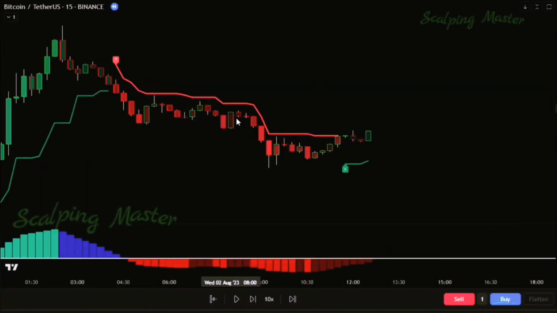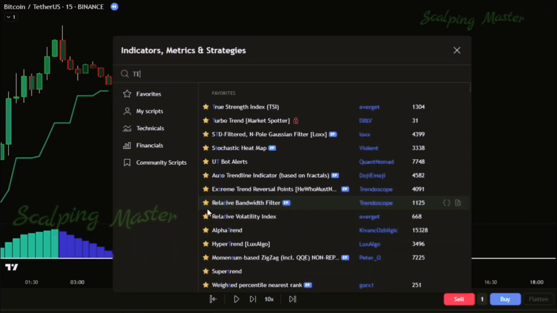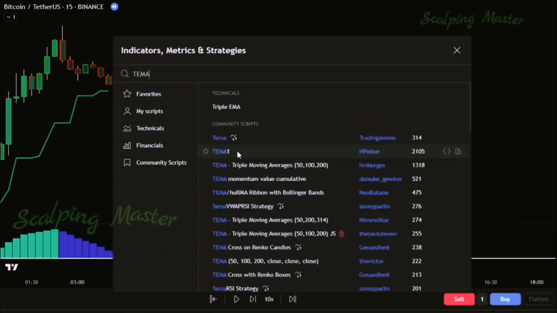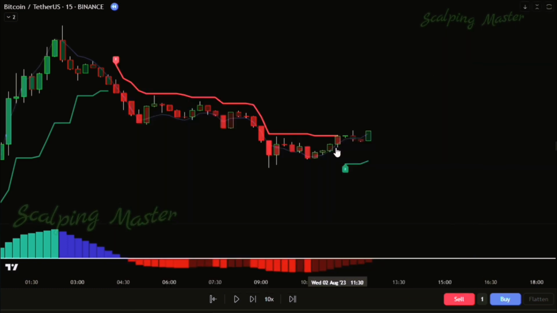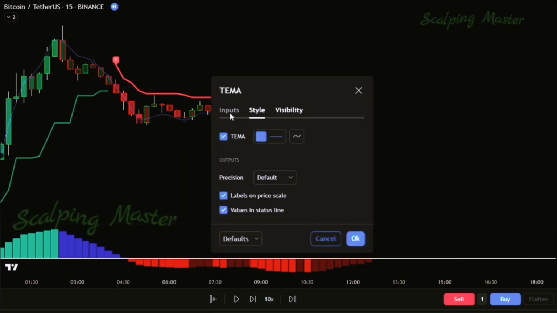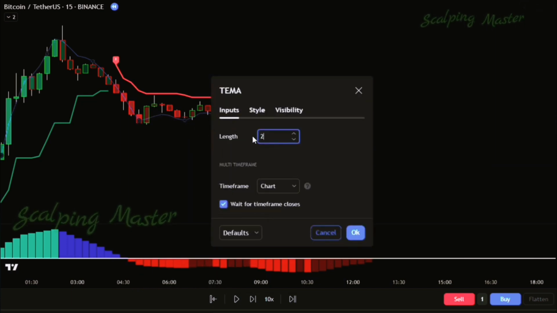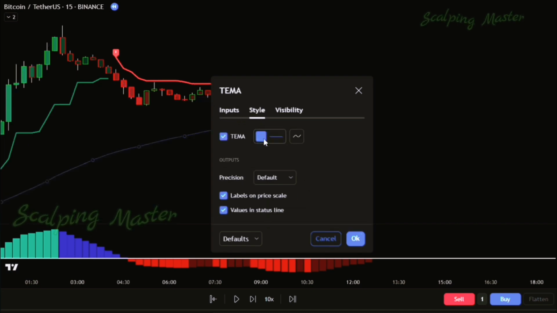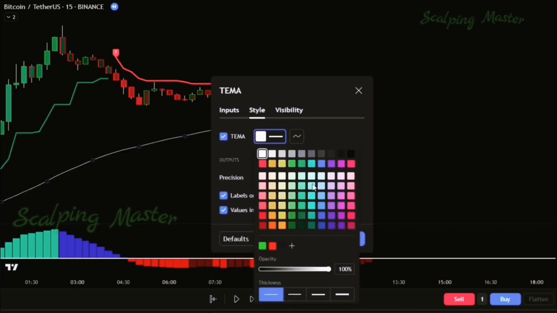To execute our best trades, we need to align them with the market's momentum. For this, we'll add another indicator. Go to the Indicators tab and search for TEMA, then add the triple exponential moving average indicator to my chart. In the settings, change the length to 200 from 9 and adjust the moving average line color to white, while increasing its thickness.